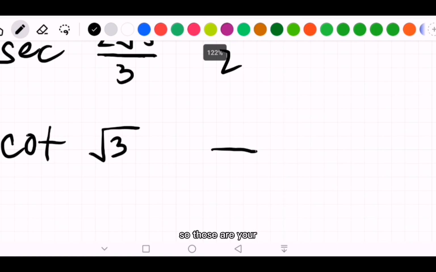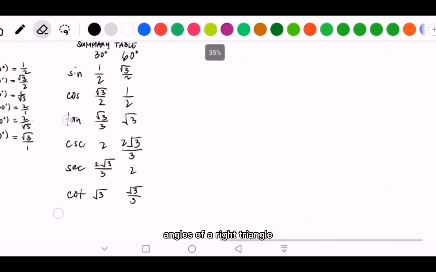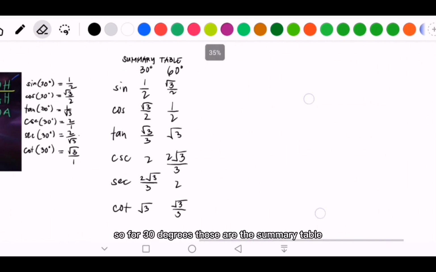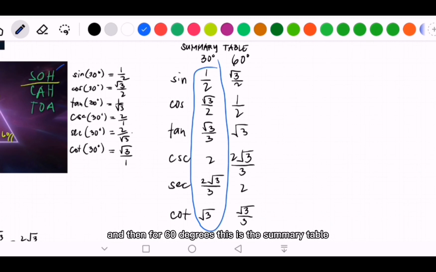So those are your 6 trigonometric ratios for special angles of a right triangle. For 30 degrees, this is the summary table. And then for 60 degrees, this is the summary table.